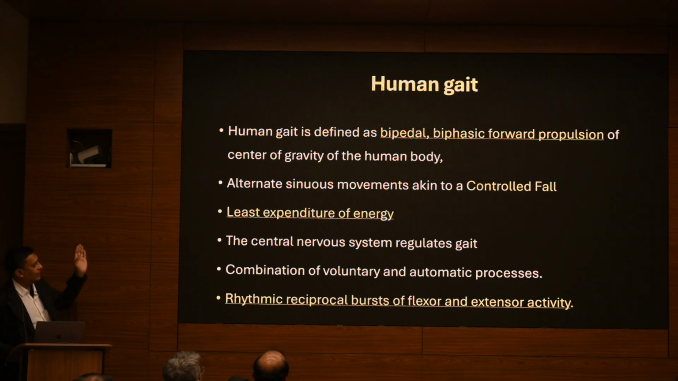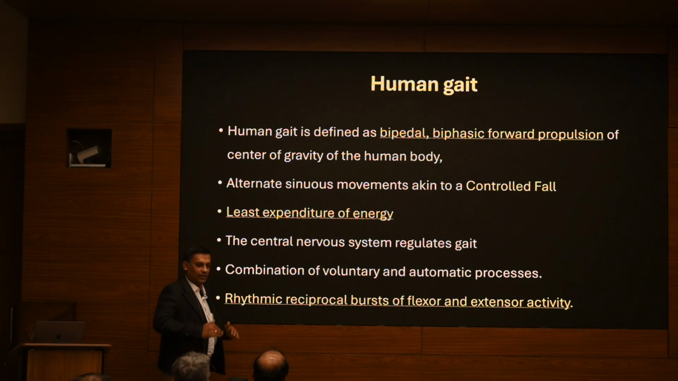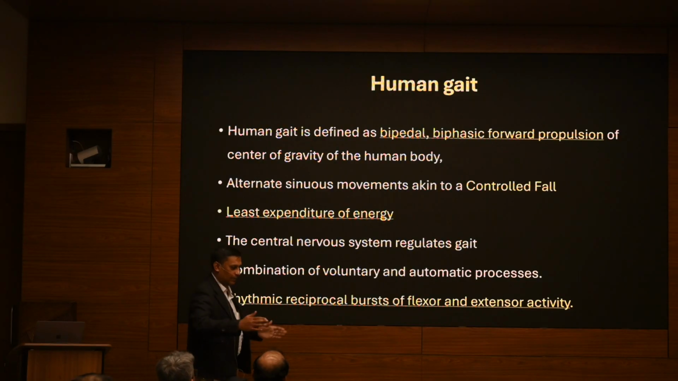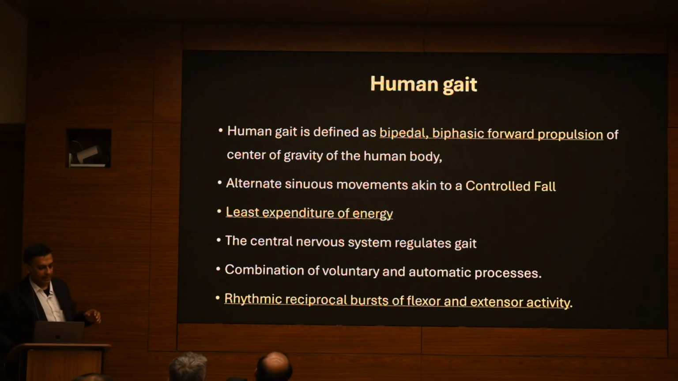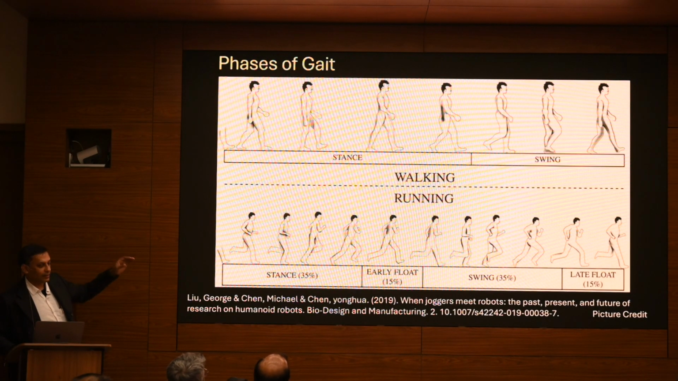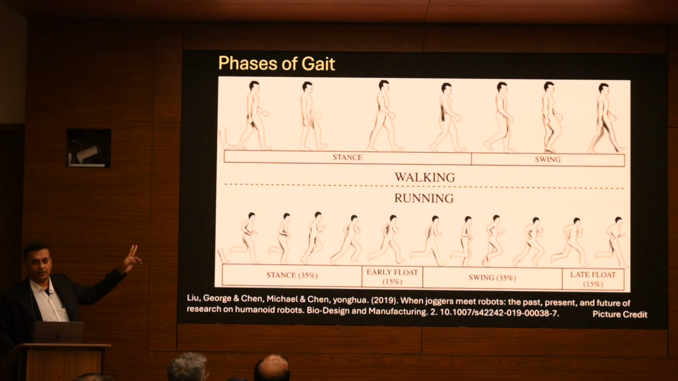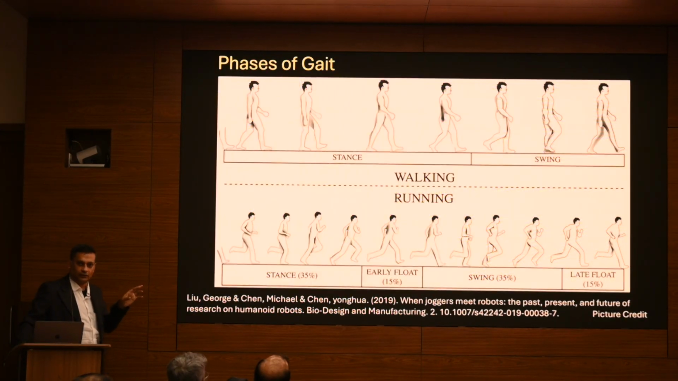Gait is the forward movement of the center of gravity of the body. It occurs like a controlled fall. I'm going to fall, something blocks. I'm going to fall, something blocks. And each time my pelvis is actually moving up and down like that, apart from side to side. So that is how gait occurs. And there is a rhythmical, reciprocal burst of flexor and extensor activity. So what is the difference between walking and running? Walking has two phases: the stance phase, where the foot is on the ground, and the swing phase, where the foot is off the ground.